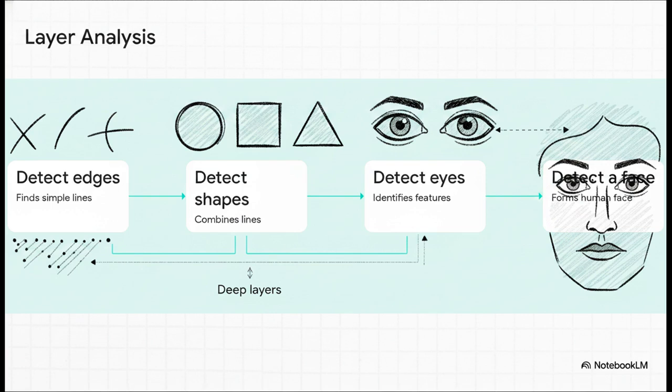As raw data passes deeper into the network, the understanding compounds. The first layer spots simple edges. The next combines those edges into shapes.